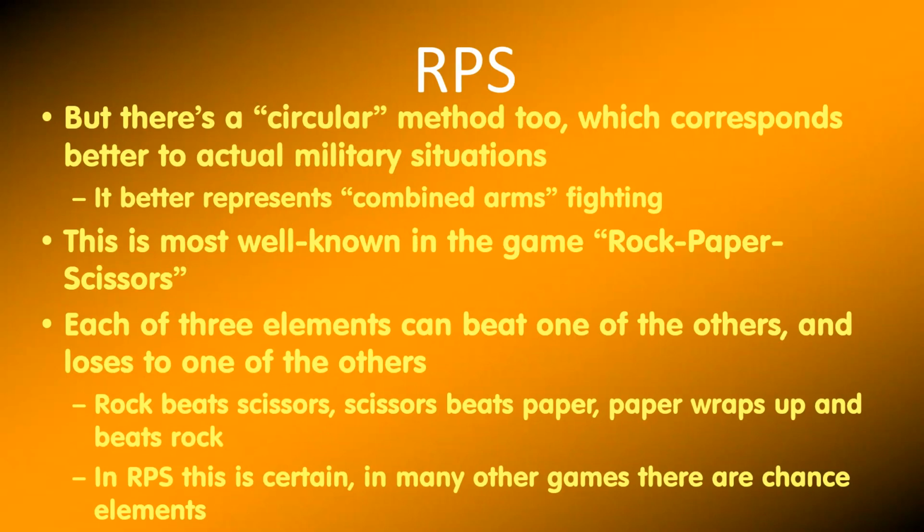Now, there's a circular method which corresponds better to actual military situations because it better represents combined arms fighting. And this is most well known, oddly enough, in the game Rock, Paper, Scissors. In Rock, Paper, Scissors, each of the three elements can beat one of the others and loses to one of the others. So rock beats scissors, scissors beats paper, and paper wraps up and beats rock. Now in RPS, this is deterministic. In many other games, there are chance elements combined with this.